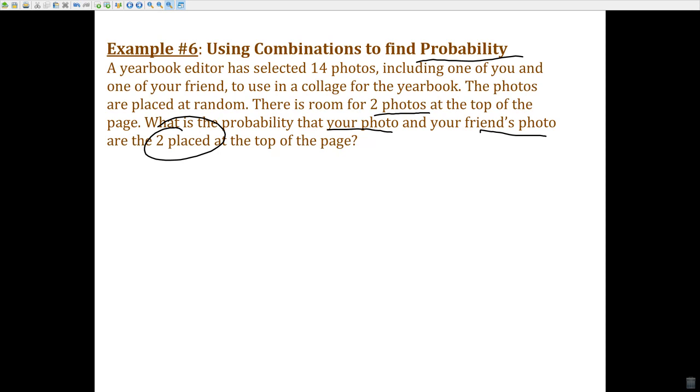So unlike the other probability one, we're not really going to flip anything around. We're going to look at their combinations here. We want to find the total combinations and then just put it over 1. That's what we're going to do.